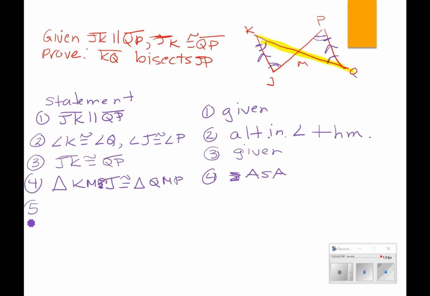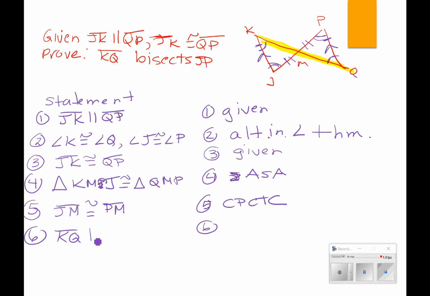Now that I've done that, we've got to know that KQ bisects JP, so that means that we need those things to be congruent, and these are congruent. So JM is congruent to PM by CPCTC. And then we can state that KQ bisects JP by definition of a segment bisector.